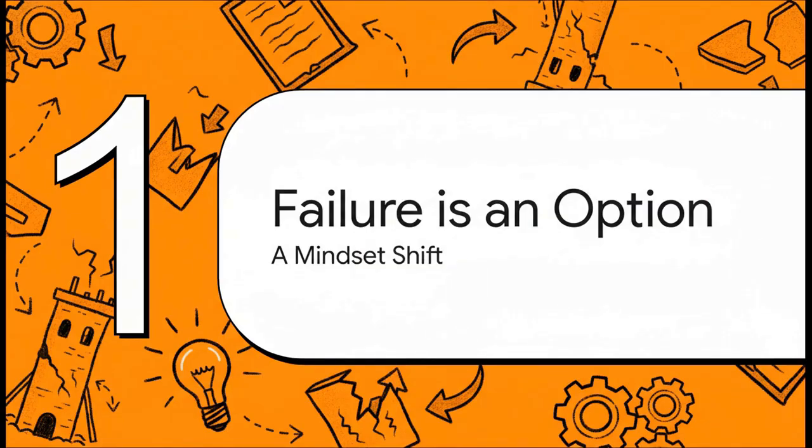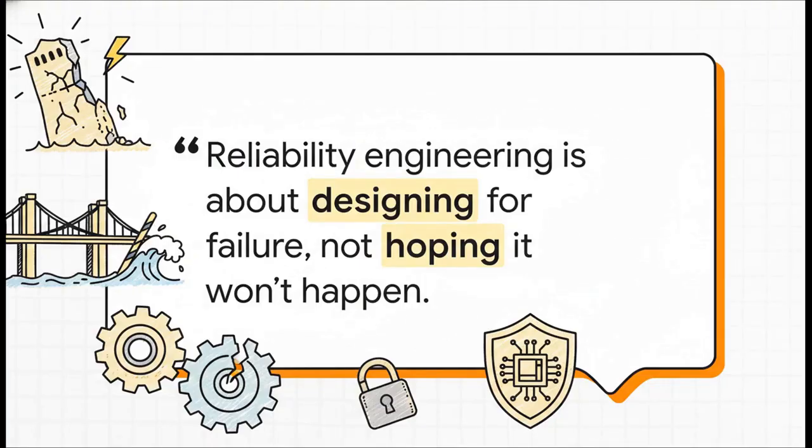This is all about a major shift in how you think. It's about accepting that failure isn't just some possibility. It's an absolute certainty. This quote just nails it perfectly. Reliability engineering is about designing for failure, not hoping it won't happen. It's about looking failure straight in the eye and building a system that can take the punch, not just crossing our fingers and hoping for the best.